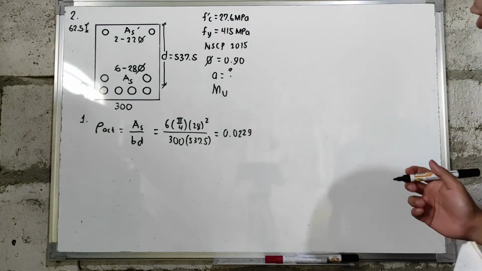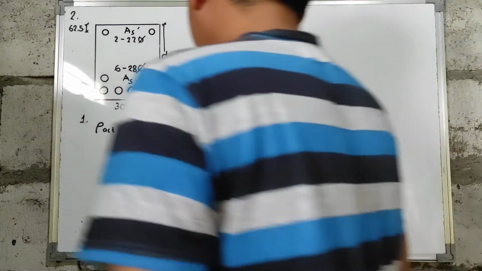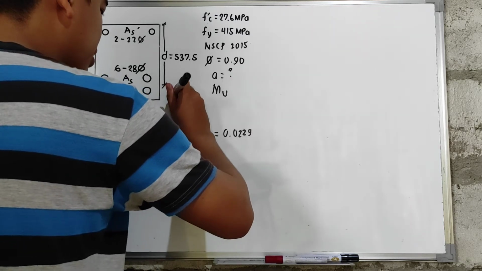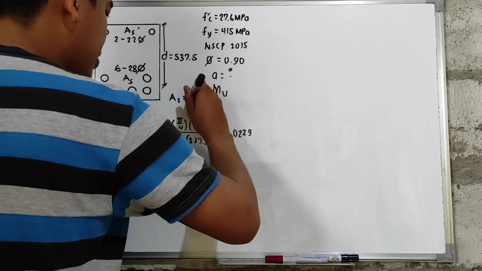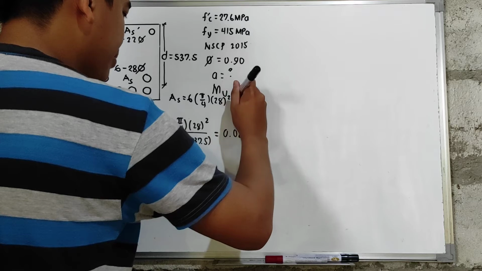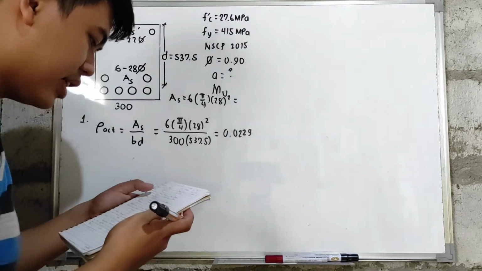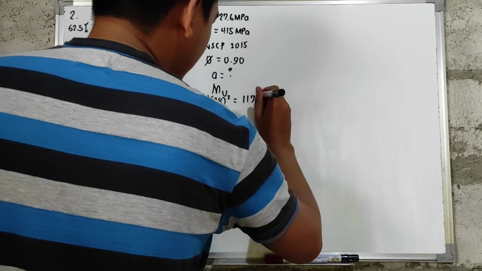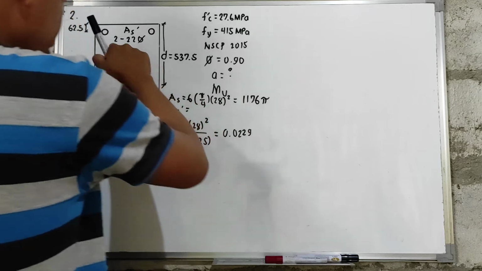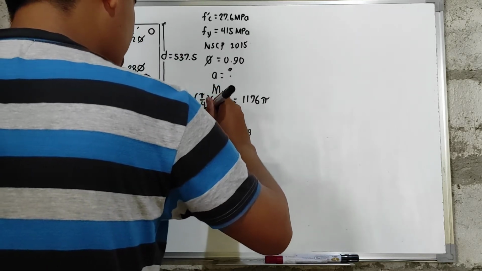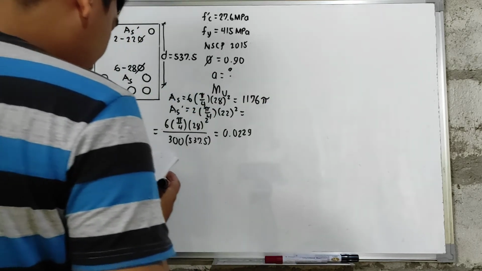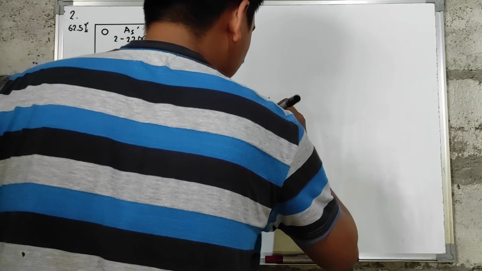So to simplify our computation, let us first calculate the value of your As. We have 6 pieces of steel bars with a diameter of 28 mm, so the value of our As is equal to 3,695. Next is the value of your As prime. We have 2 pieces of steel bars with a diameter of 22 mm, so you will have a value of 760.